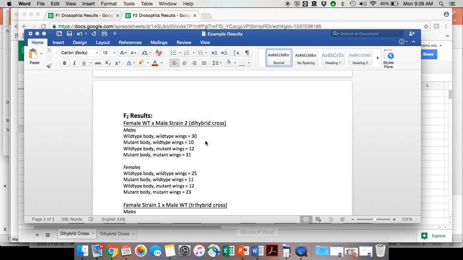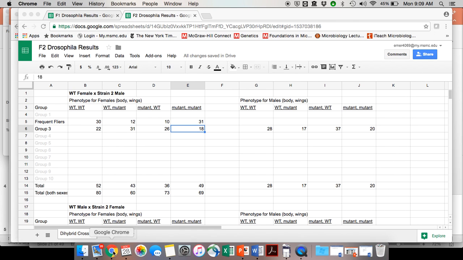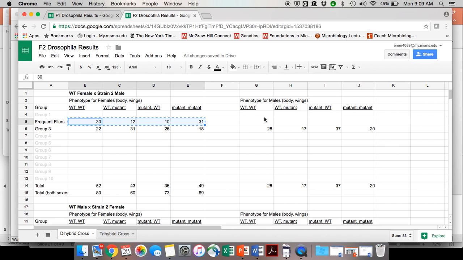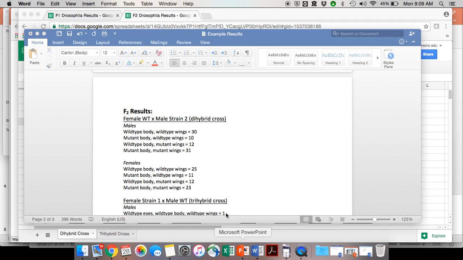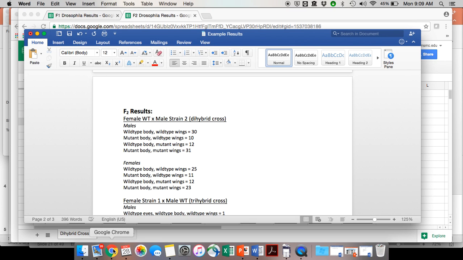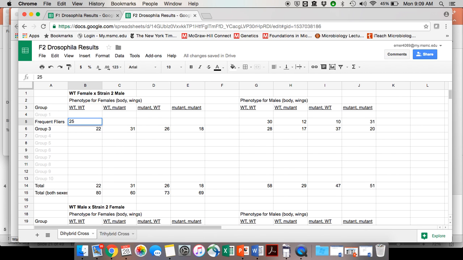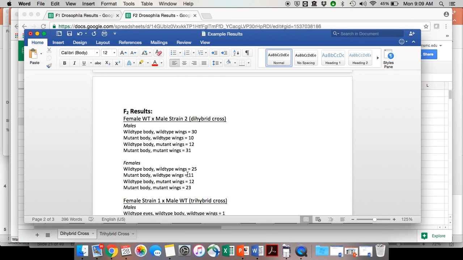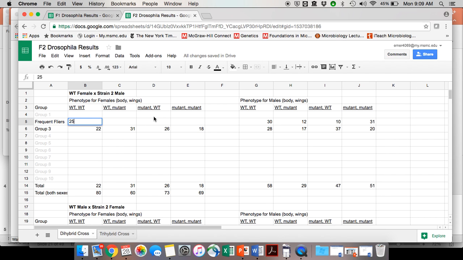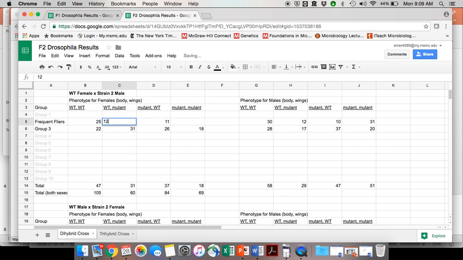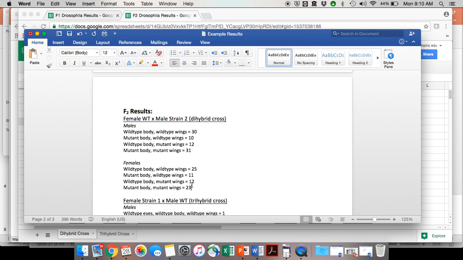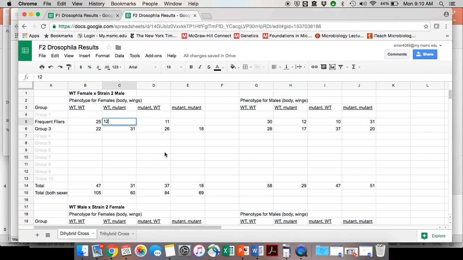And then we would do the same thing for the males. So make sure you're putting in the right spot. These are females here, so these are the males, so I'm simply going to cut these and put these where the males are. So make sure that you're putting the data in the right spot. Females, 25, wild type for both, 25. 11 mutant body wild type wings, so mutant body wild type wings, 11. 12 wild type body mutant wings, wild type body mutant wings. And 23 mutant body mutant wings.